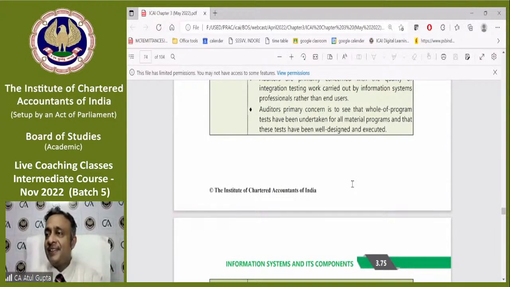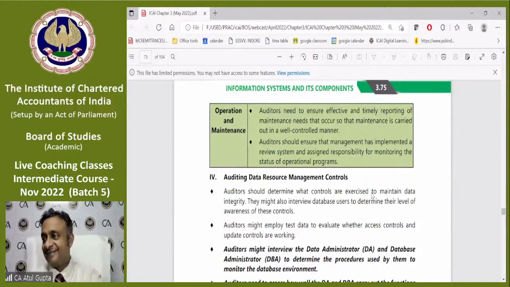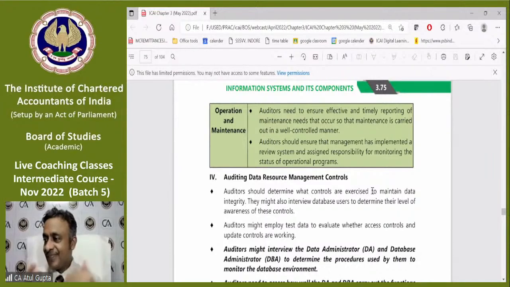Let me check if anyone has put any figure to the fees. No one. Don't be afraid. Start doing it. Pooja took that courage to say the fees, and I told you you can charge 10 times, 15 times beyond what you have said. So we must get that strength. Okay. Then auditing data resource management controls.